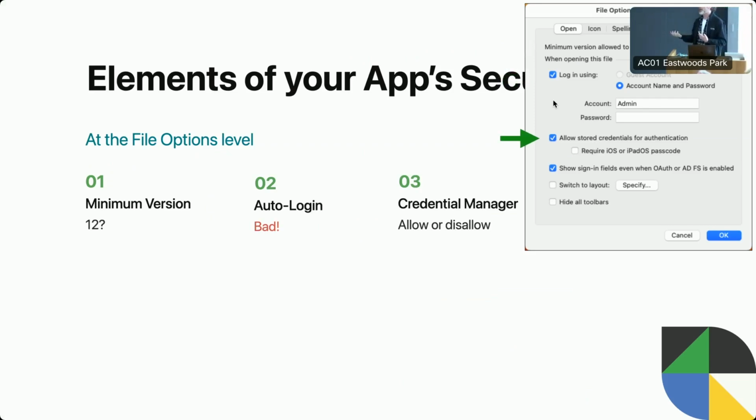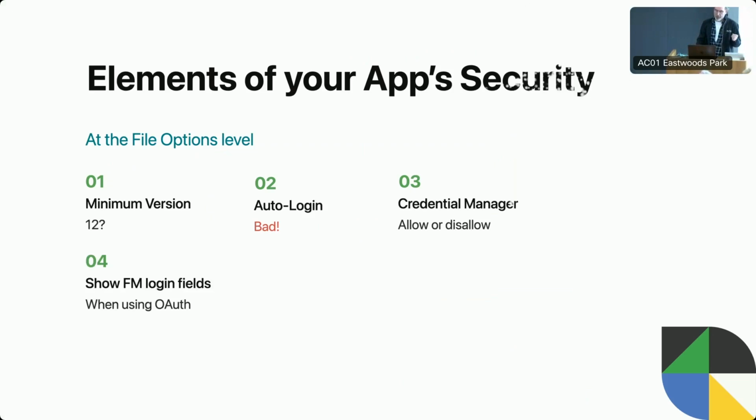Like, should we allow this? Should we not allow this? Right? This goes into the operating system keychain. So it really depends on your level of trust of the operating system and how they manage that. Clearly, keychains are an obvious attack object, right? Like, people will try to get in there. So you've got to decide whether you want to store your credentials in there or not. Showing FileMaker login fields, we'll get into that a little bit.